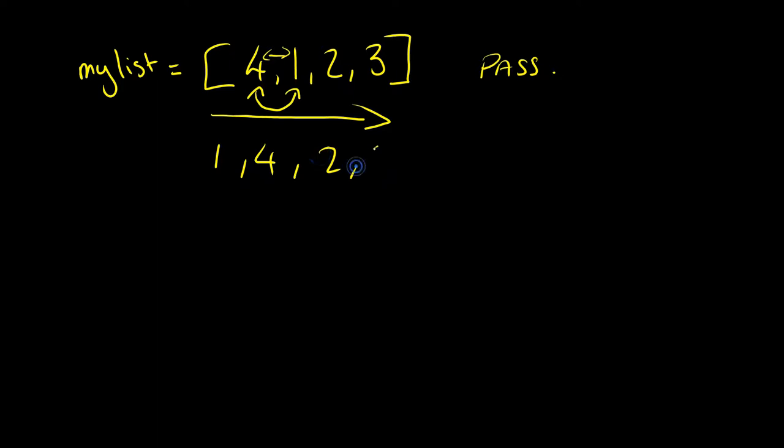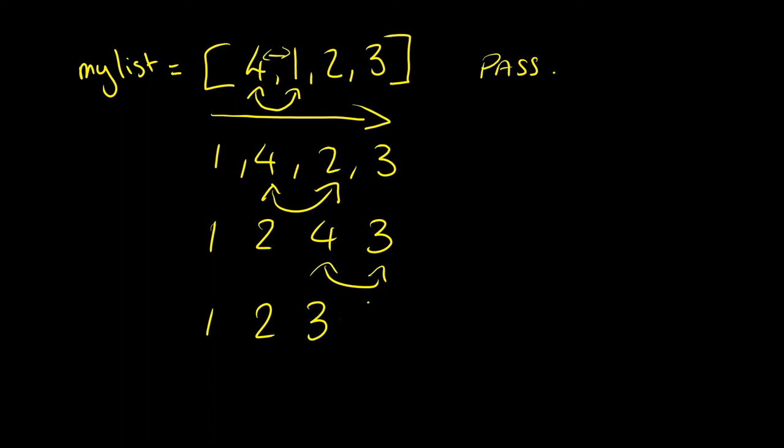And then we look at the next two items. So we've gone to 1 and 2, now we look at 2 and 3. So yes, they need to be swapped because 4 is larger than 2. So this becomes 1, 2, 4, 3. And then the next one, we're looking at position 3 and 4. And yep, they need to be swapped, so it becomes 1, 2, 3, 4. So just in one pass, in one look through the entire list, we have solved it. It is sorted.